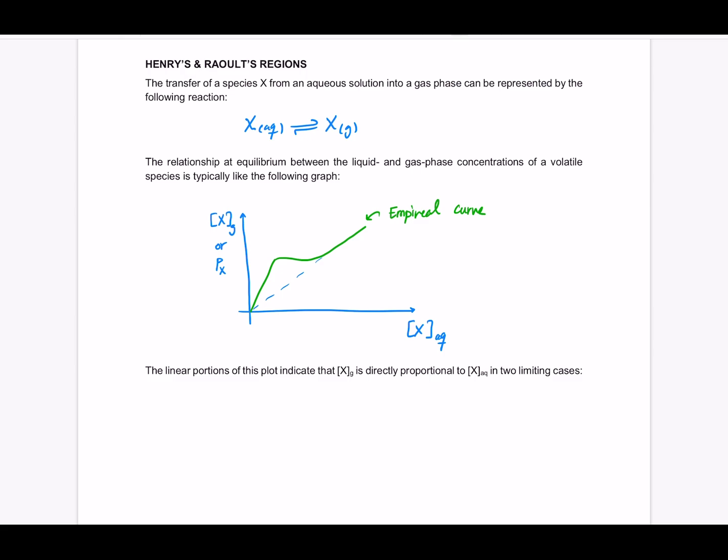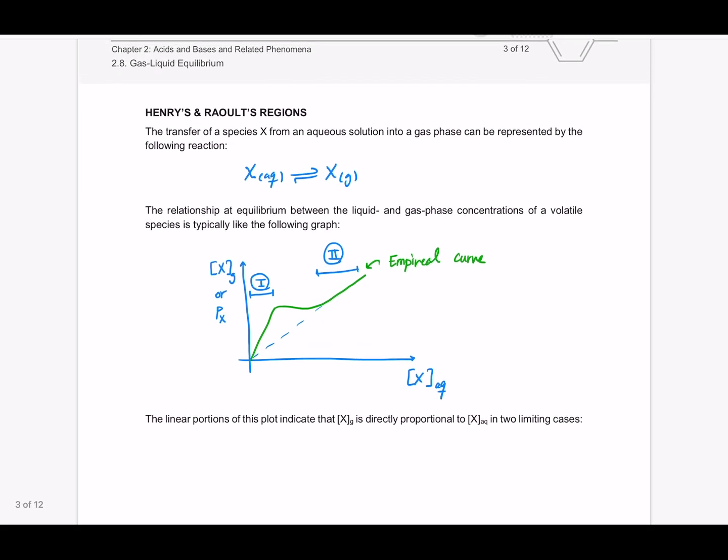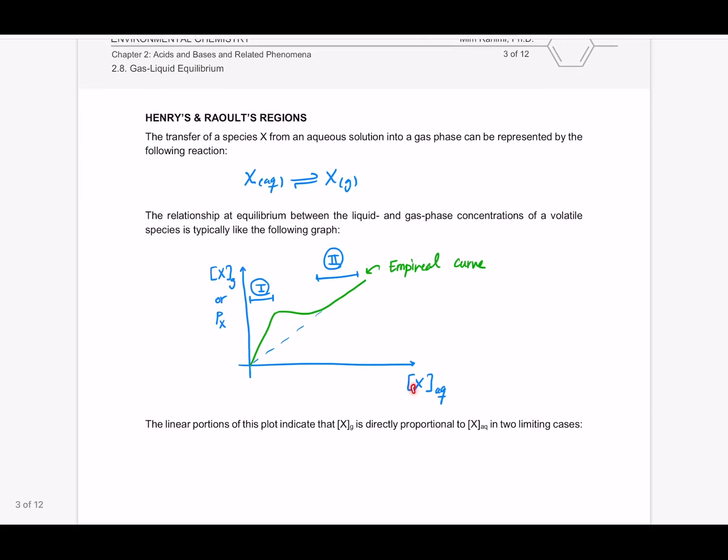But to be more specific, we have two regions in the graph. So this is the first linear region, and this is the second linear region. So the first linear region is basically here. And this is the second linear region. In a linear region, the concentration in the liquid phase is linearly connected to the concentration in the gas phase. And a linear expression is very useful because the concentrations of these two are related by a constant, the slope. So that's why we really like the linear regions.